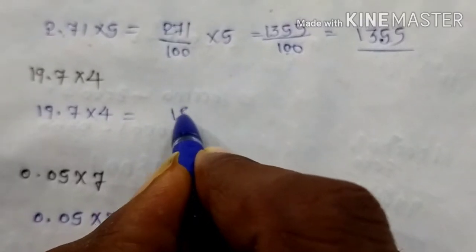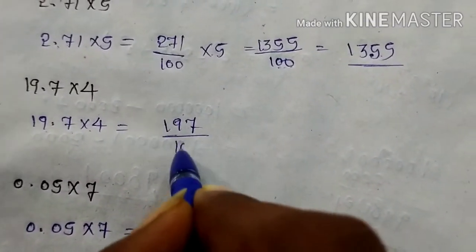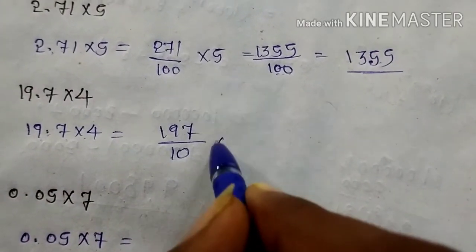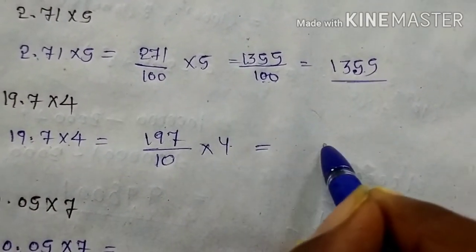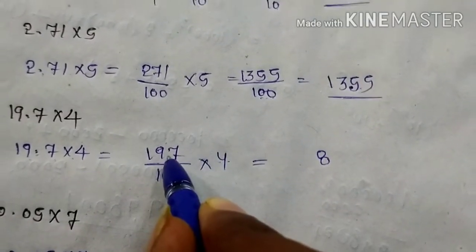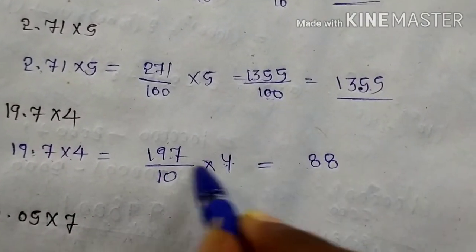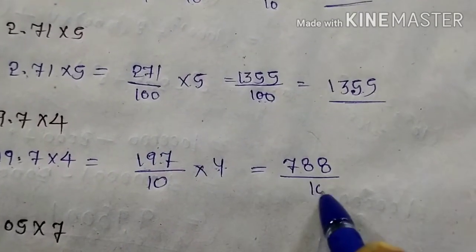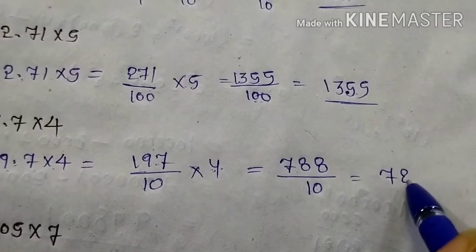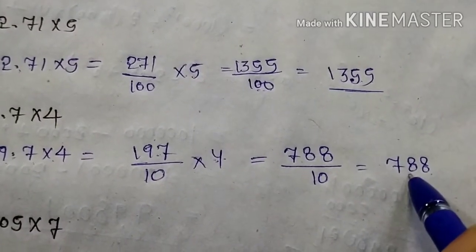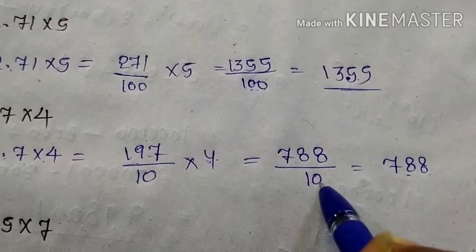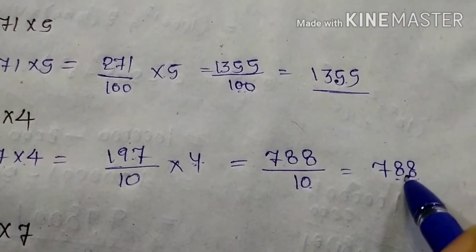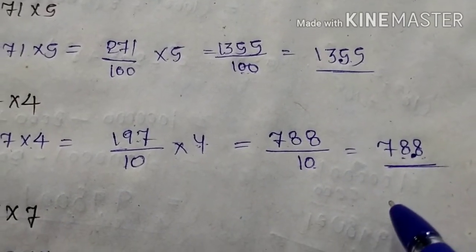Now you can see here another one, 19.7 into 4. That means you can write here 197 by 10 only. Why? Because after decimal point you have only one digit, so you divide with 10, into 4. See here, 4 sevens are how much? 28. 4 nines are how much? 36 plus 2 is 38. 4 ones are 4 plus 3 is 7. 788 by 10. That means you can write here 788. From right side after one digit, because you have denominator 10, you keep the decimal point. That means 78.8. Your answer is 78.8.